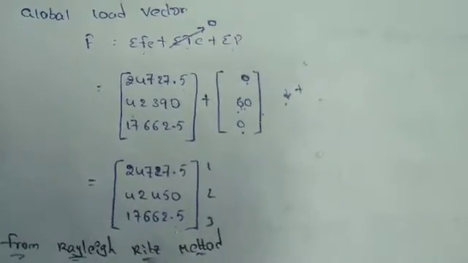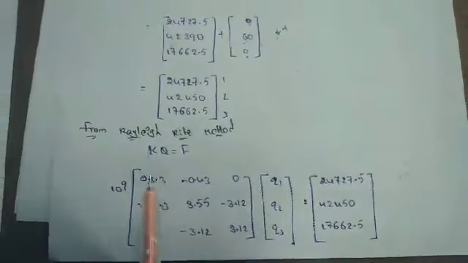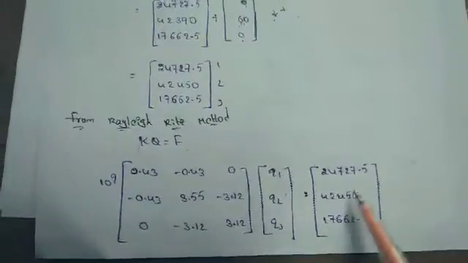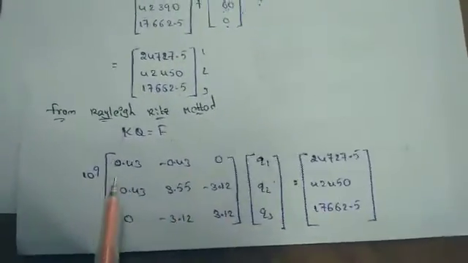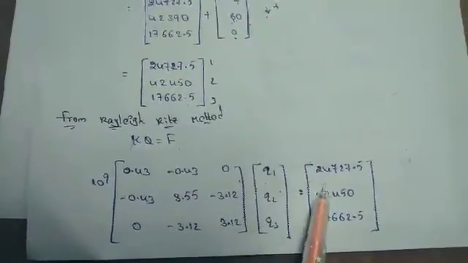Okay, from the Rayleigh-Ritz method, KQ equal to F. You have to write the K matrix, Q matrix and F matrix here. Okay guys, do you understand? This is the K matrix, this is the Q matrix, this is the F matrix.